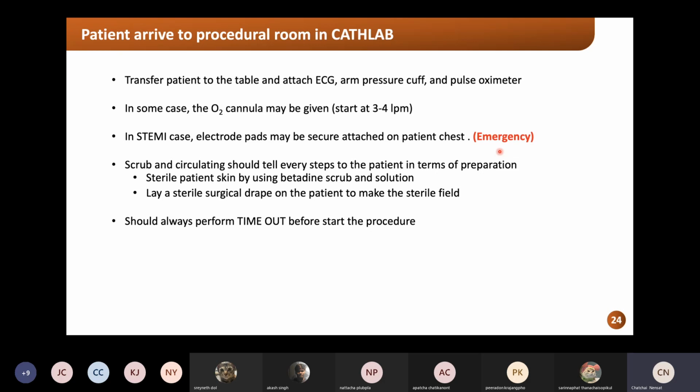It's different from the OR. There is no general anesthesia at all. It's just local anesthesia, giving some lidocaine to relieve the pain at the puncture site. That's it. There is no general anesthesia at all. So the patient will be awake for the entire procedure, and you will have interaction with the patient, and also the doctor will have interaction with the patient as well.